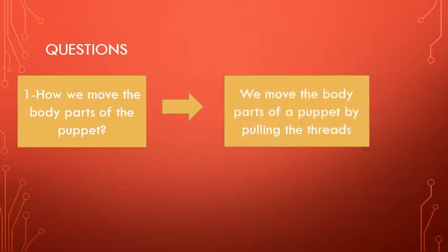Yay! Yes! So we move the body parts of a puppet by pulling the threads. When we pull the threads, the puppet moves. Excellent!